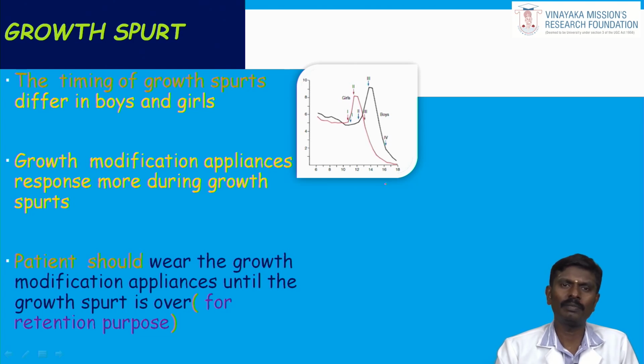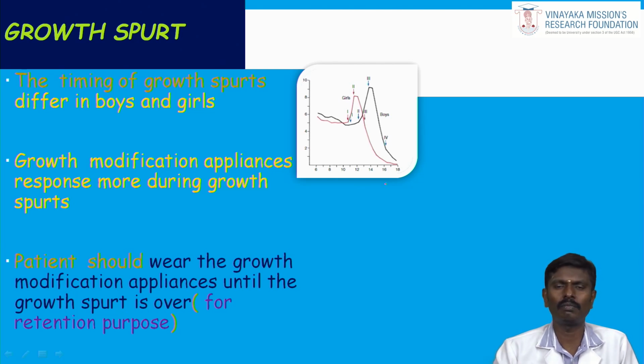The growth spurt differs between boys and girls. The growth modification appliance responds more during the growth spurt. So if you want to give any growth modification appliances, you should give them during the growth spurt. That is the important thing that we should know clearly. So the patient should wear the growth modification appliances until the growth spurt is over.